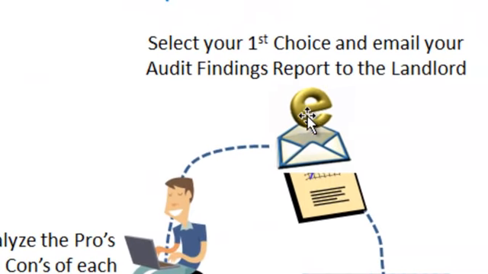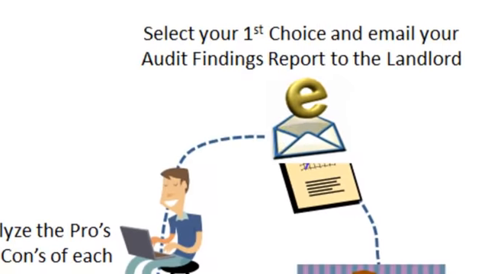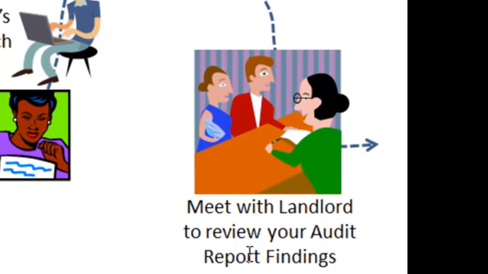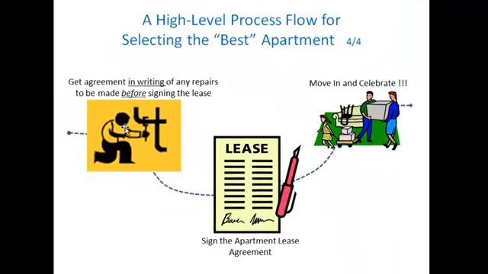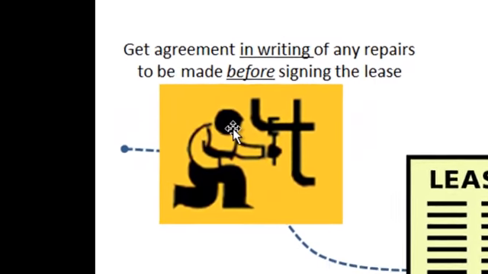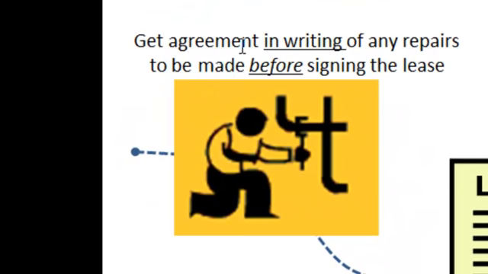Once you've identified your first choice, you're going to want to email the defect report that you produced from Apartment Auditor onto the landlord and arrange to have a meeting with them to review the findings that are in that report. If you can come to an agreement, then you also want to make sure that you have in writing any repairs that you've identified, for instance, a dent in the drywall or a leaky faucet that need to be made, and you want to make sure this is in writing.